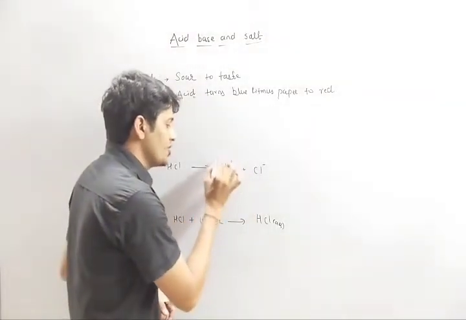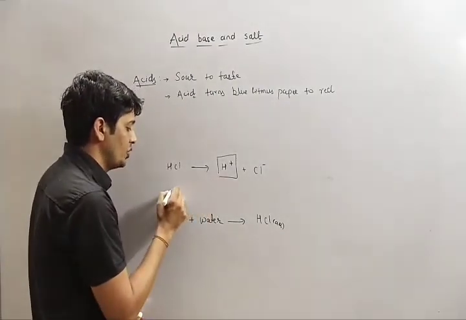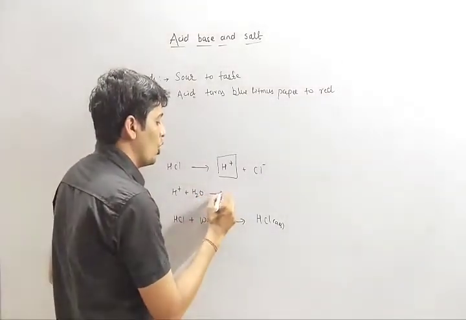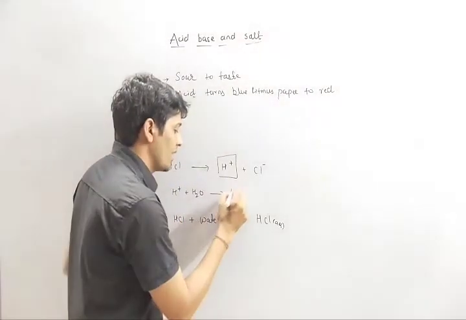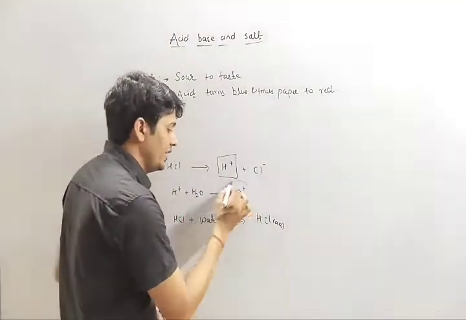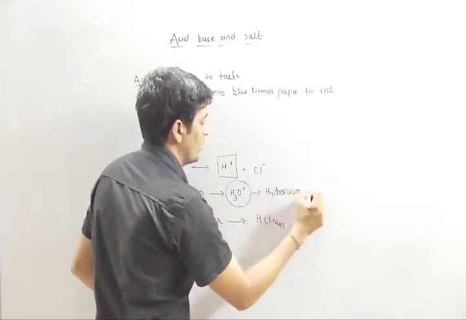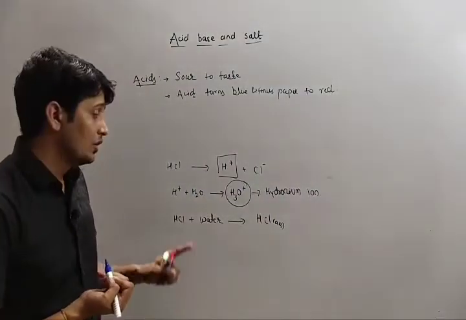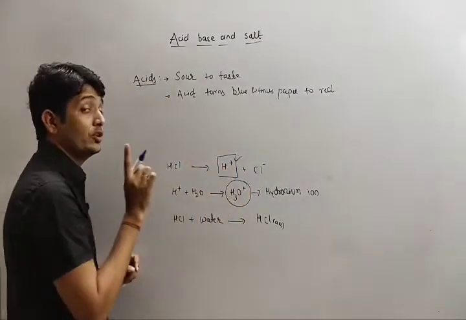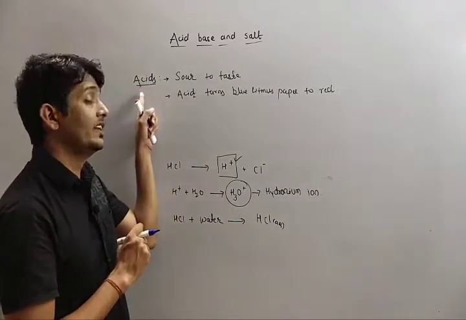This H positive ion further reacts with a water molecule to form hydronium ion. It is H3O positive. What is it? It is hydronium ion. Okay, so we can say those substances that release H positive ion, and when reacted with water form hydronium ion, are called acids.